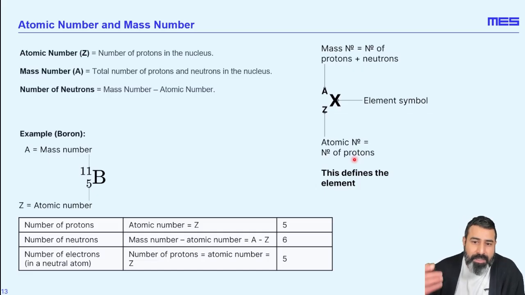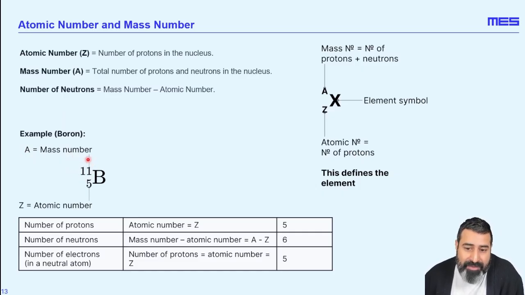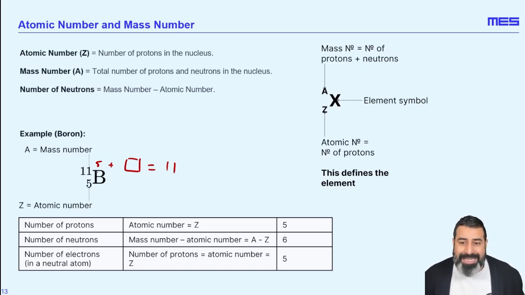Okay, let's have a look at an example. Example being boron. A is usually the symbol for mass number, so 11 is the mass number here. The mass number is the sum of protons and neutrons. Just going to quickly change to a pen here. If we have 5 protons, we don't know what the neutron number is, but we know that the sum of the protons and the neutrons must get us to the mass number of 11. So therefore, the neutron number must be 6.